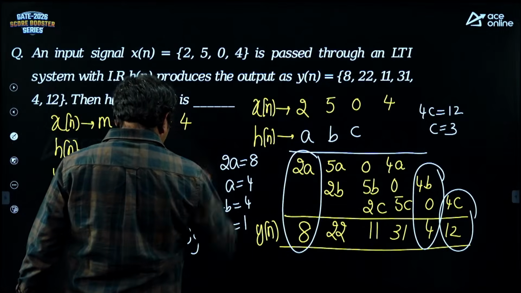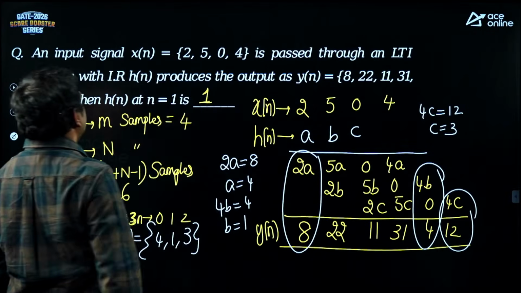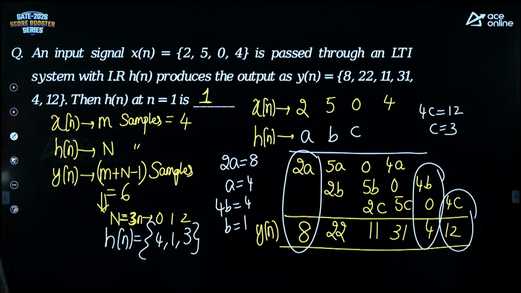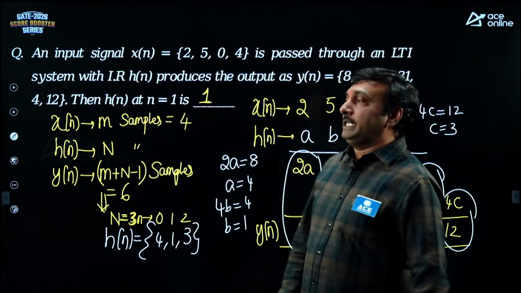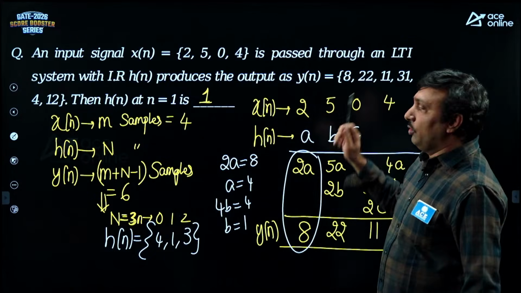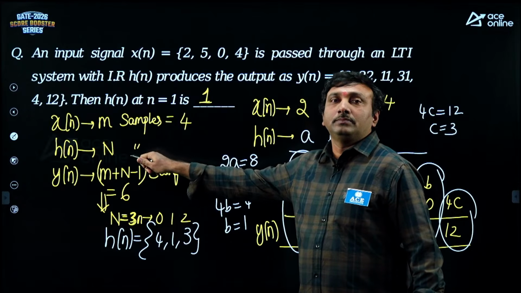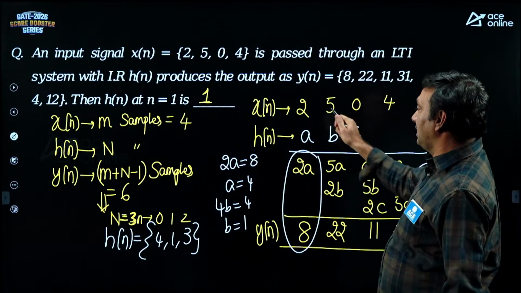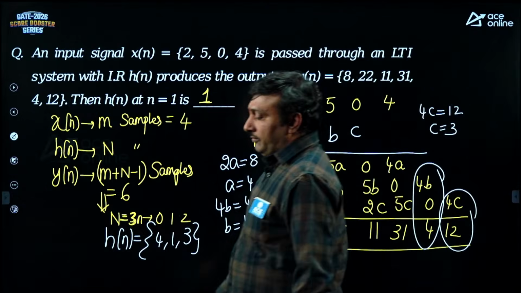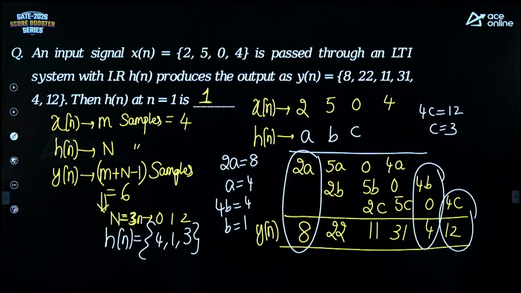We want the result at h of n at n equals 1. Input has 4 samples, output has 6 samples. So the length of the system in this particular example is 3, which are unknown. Assume them as A, B, C. Follow the sum by column method, do the comparison, and we will get the result.